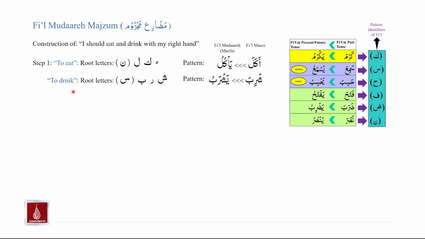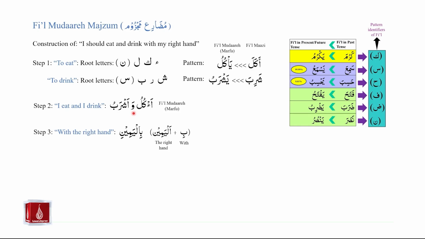And to drink will be on the pattern of shariba, yashrabu. Shariba is fi'il mazi, yashrabu is fi'il mudare. Specifically, it is fi'il mudare marfu. Our next step will be, we can say, I eat and I drink. Akulu wa ashrabu. Akulu is fi'il mudare marfu. Ashrabu is fi'il mudare marfu. Wa creates the meaning of and.